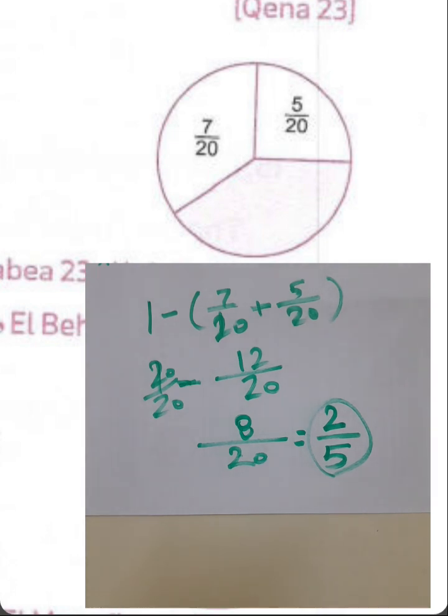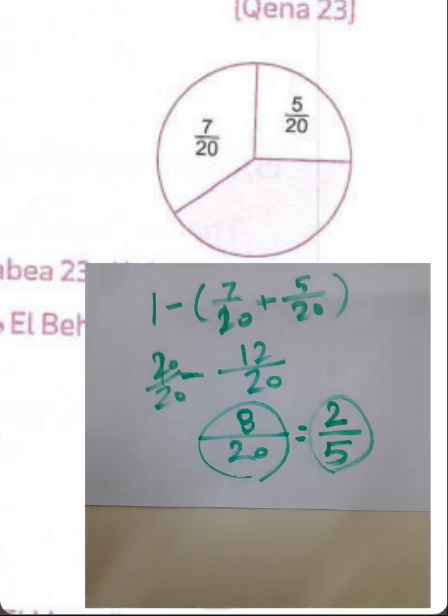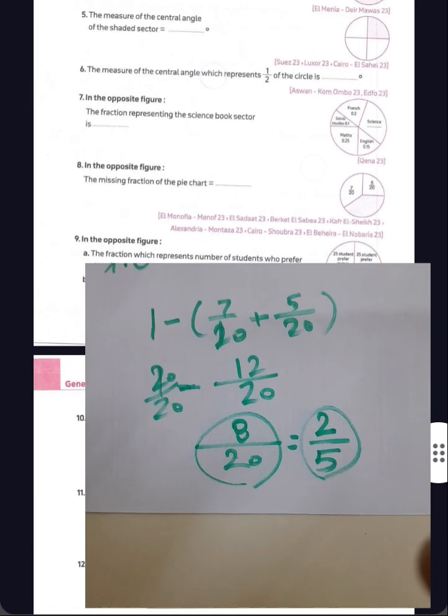Okay, you can write 8 over 20 or 2 over 5 as you like, but the exact result you must write in the simplest form. Next question.